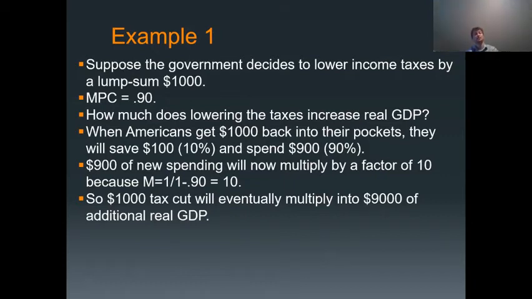If you find that out using the tax multiplier, it would be 9/10 over 1/10. So 9/10 times 10 over 1 equals 9. 9 is the multiplier. 9 times 1,000 equals 9,000. I personally prefer to do it that way because it goes a little quicker.